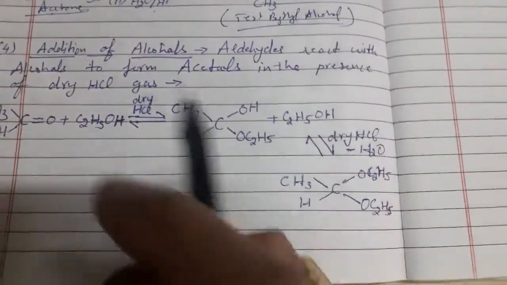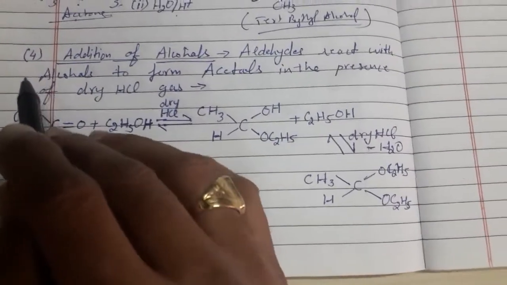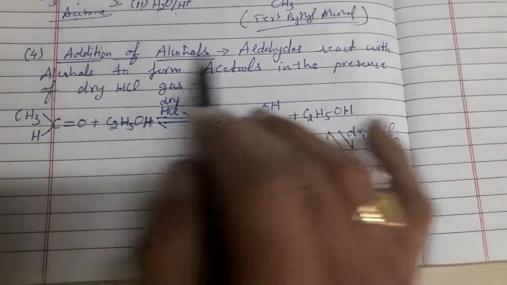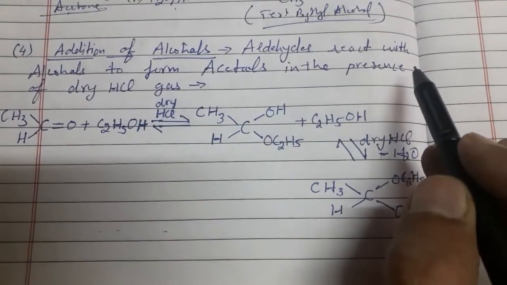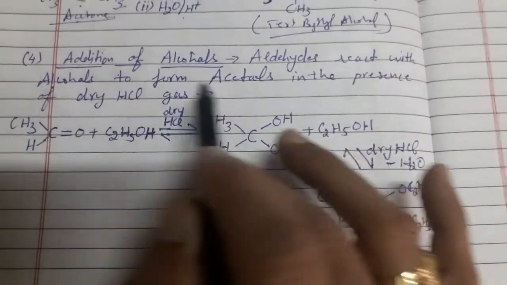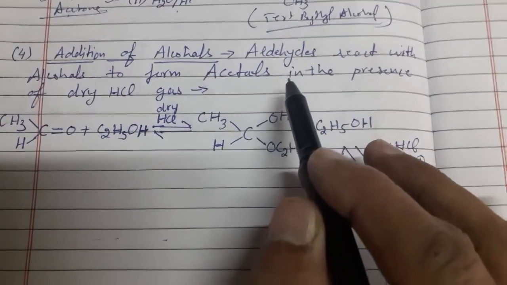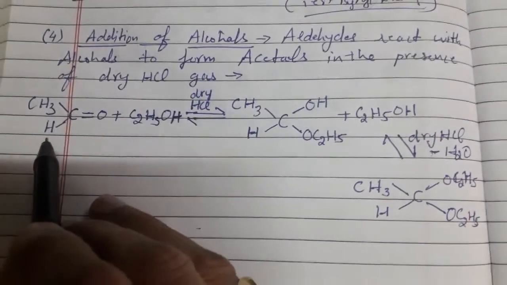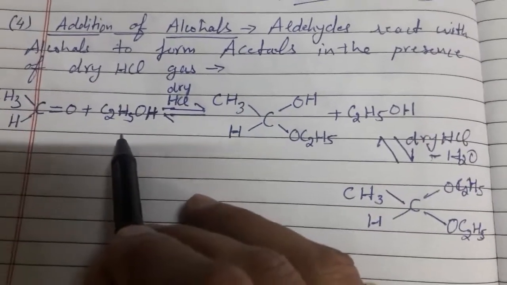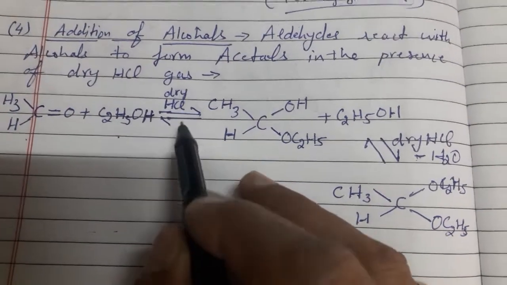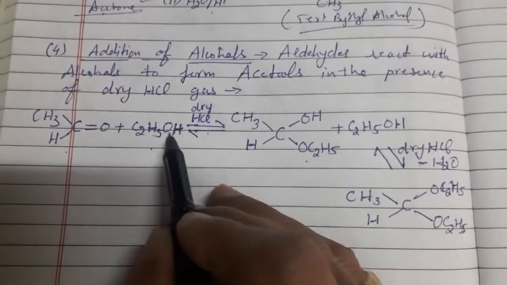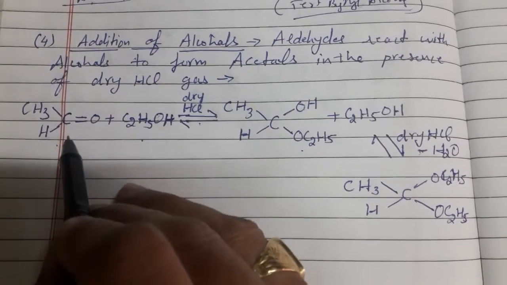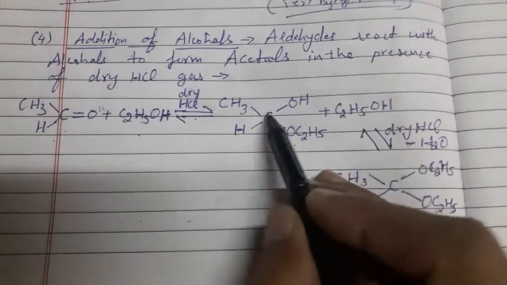In the last example of this first property, addition reactions, that is addition of alcohols to aldehydes, only monohydric alcohols are added in the presence of dry HCl gas to form compounds called acetals. Like ethanal, when ethanol is added to ethanal in the presence of dry HCl gas, this kind of product is formed. So OC2H5 gets attached to carbon and H attached to oxygen as usual.